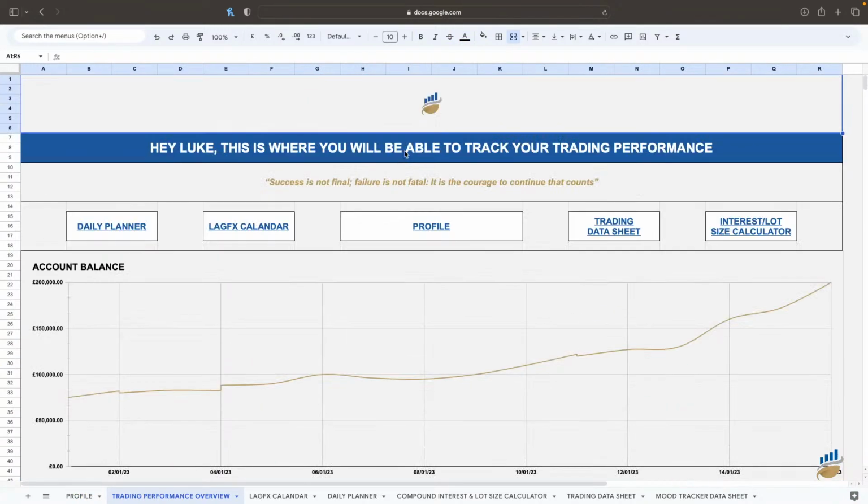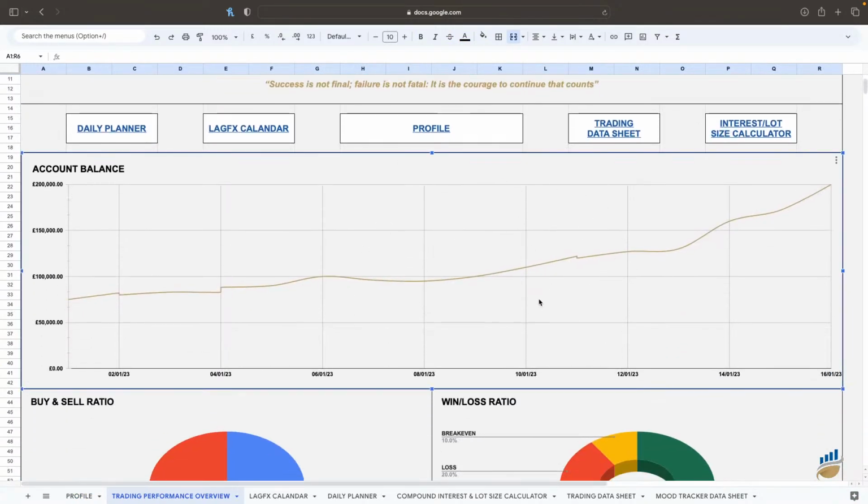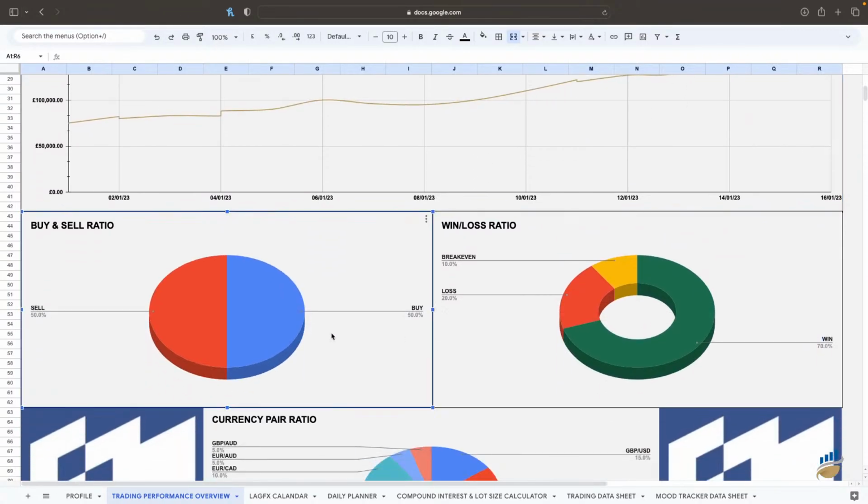This is where you're going to be able to see your trading performance over time. So we had a starting balance of 70k. We currently have a balance here of 200,000. Yeah, this is obviously just examples. Further down, we can look at your win to loss ratio, your buy to sell ratio, and your currency pair ratio. So this will tell you what you sell or buy more of.